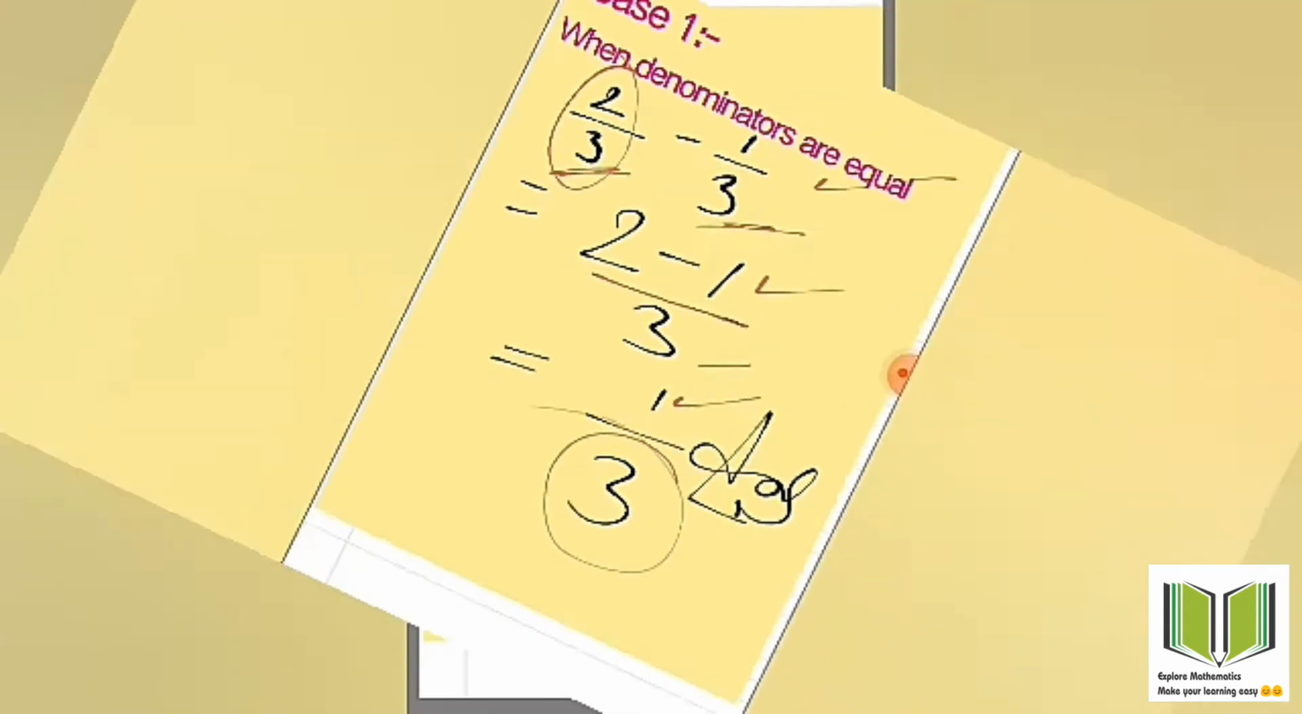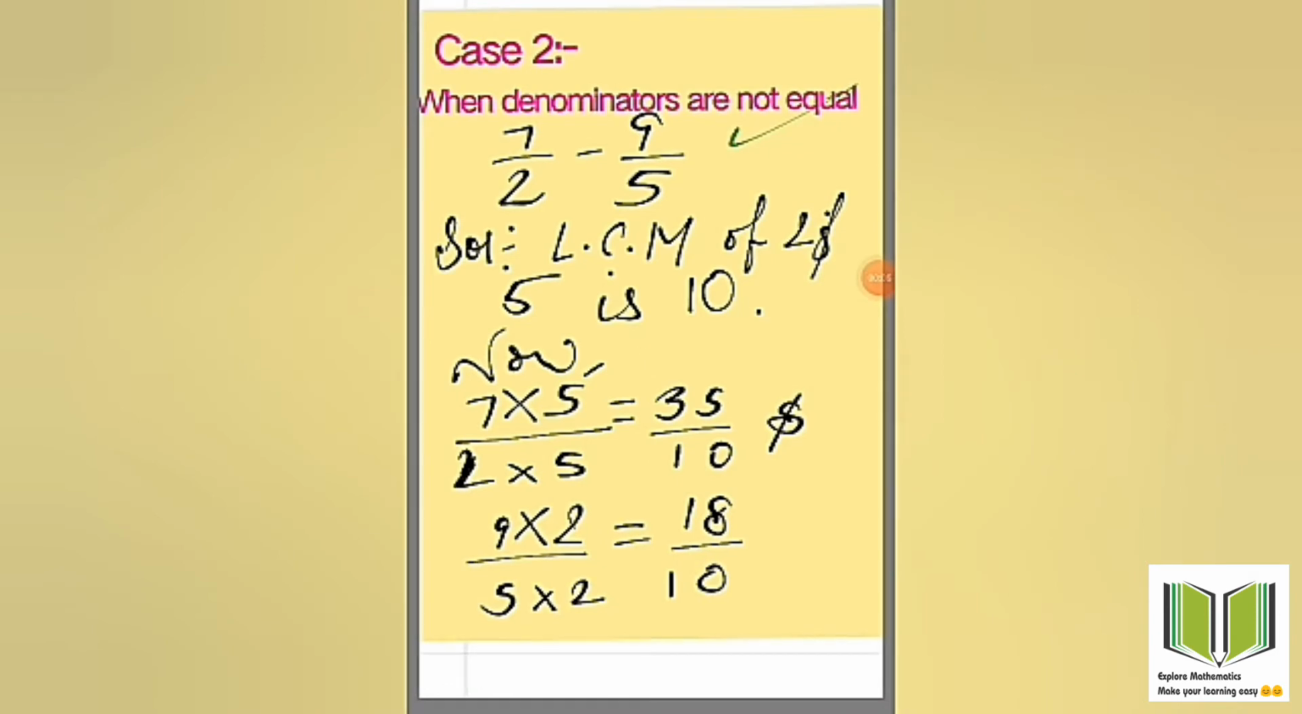So our first case is very easy. Here we have to subtract 9 by 5 from 7 by 2. What is our first task? First of all, we have to check denominators. Here denominator is 2 and here denominator is 5. Both the denominators are unequal.